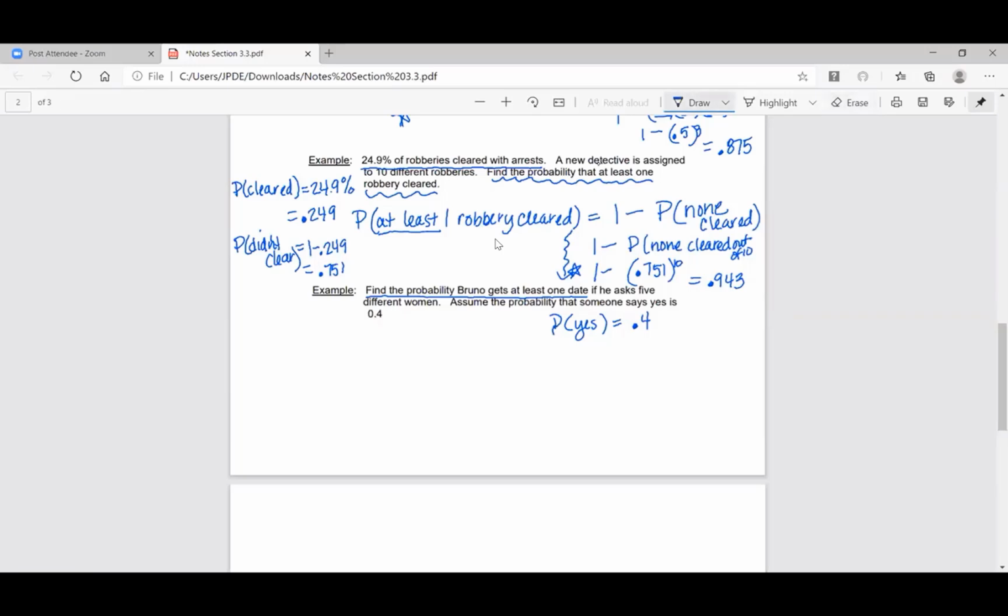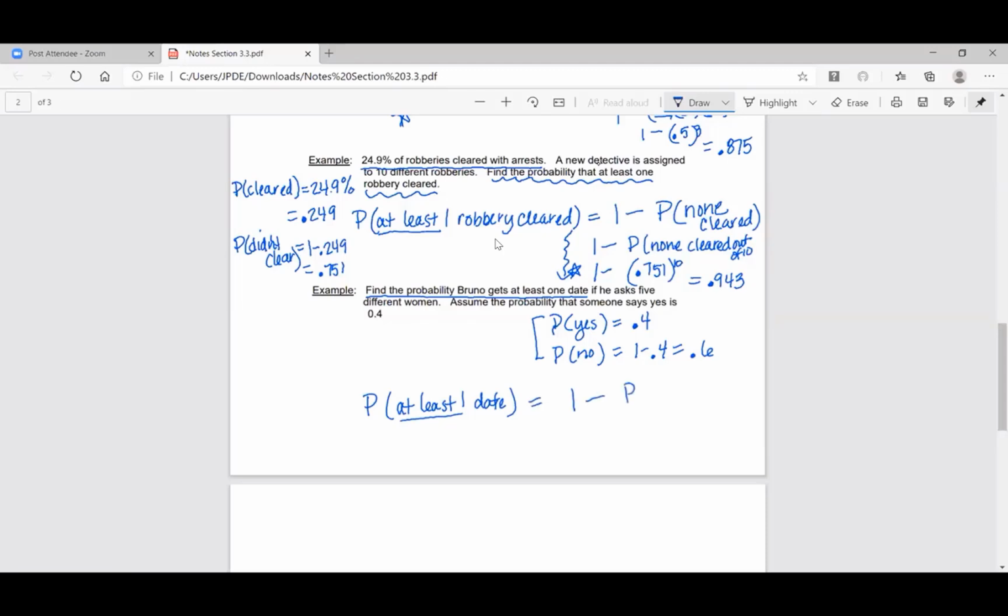So the probability that one of these women says yes is 0.4. What's the probability that she says no? We're not talking about maybes. She either says yes or she says no. Those are complements. So the probability that she says no would be 0.6. So I got this from the problem, and I'm going to use that now. It says find the probability that he gets at least one date. And he's asking 5 people. There's that at least one.